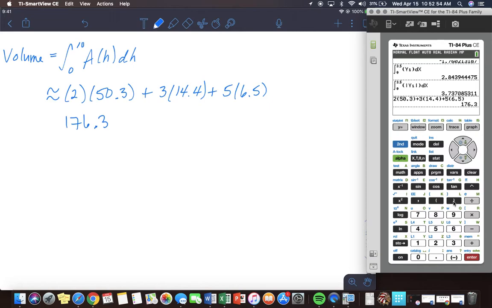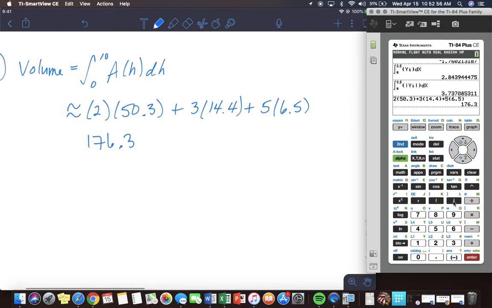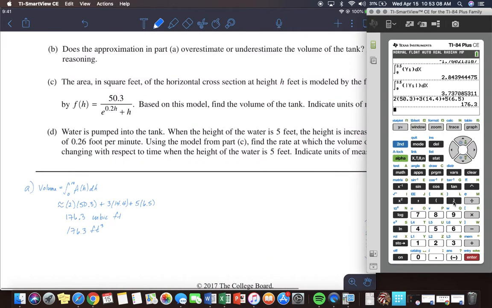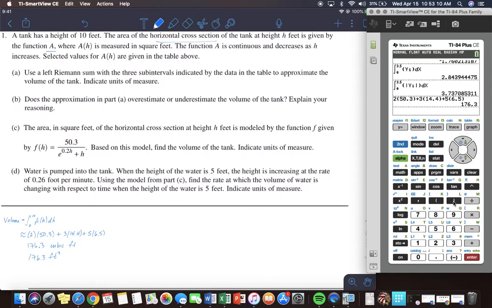And because this is volume, we're going to talk about cubic feet, or if you put feet cubed, that'd be fine. All right, so that's part A. Now again, I know we necessarily haven't talked about this, but just talking about the problems, thinking about how AP may ask something, just kind of getting familiar with the format, I think will help benefit us, okay?